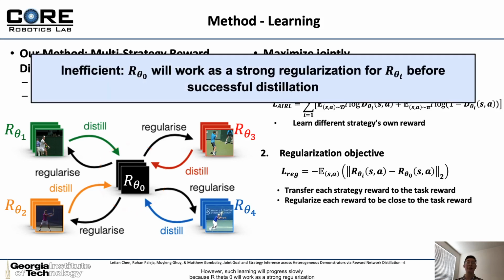However, such learning will progress slowly because R theta 0 will work as a strong regularization for R theta I before successful distillation, since we initialize R theta 0 to be 0. How can we make this better?